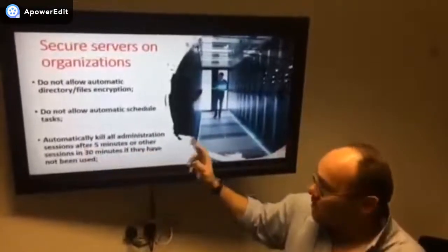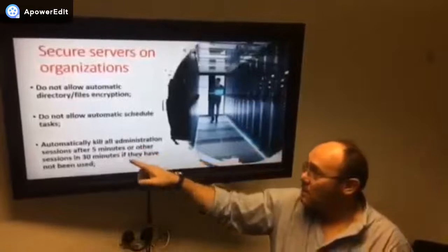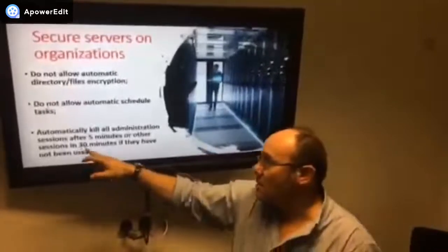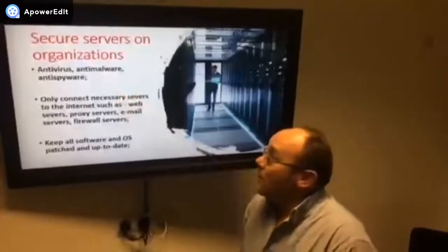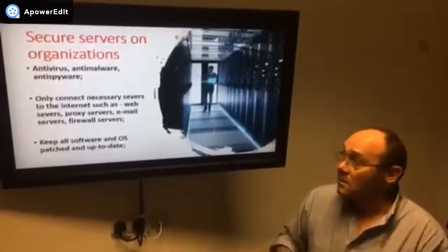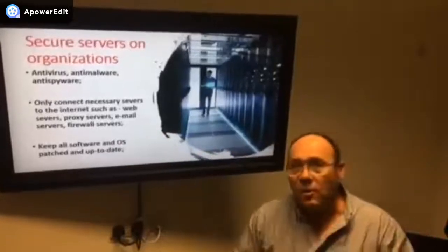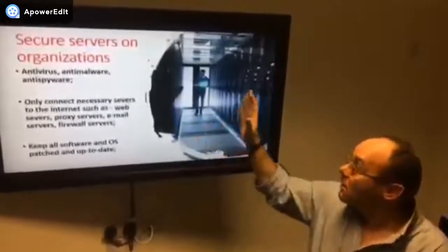Automatically kill all sessions that have not been used. Why? Because if there is a session with administration skills, it is a door for any attack. Okay? Other sessions after 30 minutes. Use a good antivirus. For large networks, we recommend enterprise corporate antivirus. It's better to use. Only connect the necessary servers to the internet, such as web servers, proxy servers, email servers, because the other ones don't need internet, and it's safer for the enterprise.